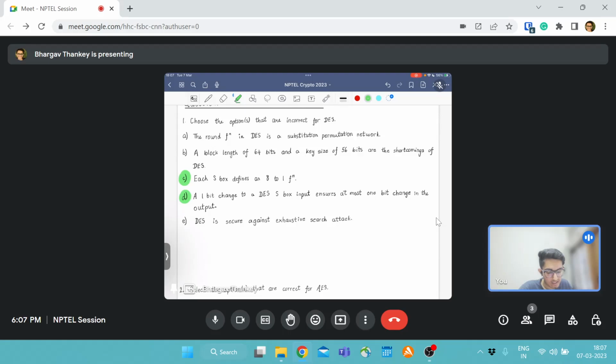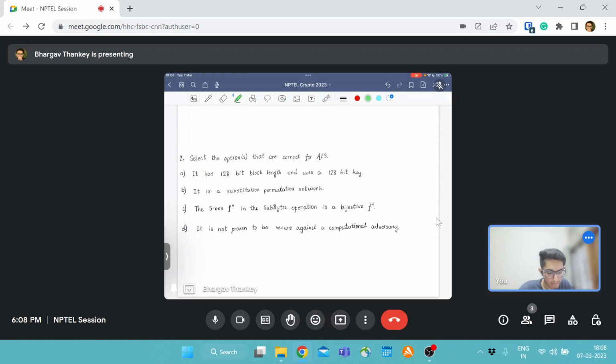And option E is DES is secure against exhaustive search attack. Well, no computationally secure cipher is secure against exhaustive search attack, and DES is also not secure against exhaustive search attack. So the options that you should pick for this question are C, D, and E. Is this fine? Okay, so if this is fine, let's move on to the next problem.